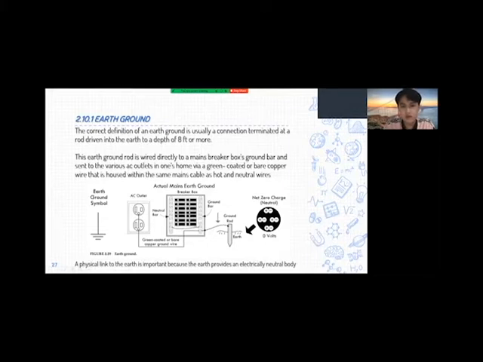With this earth ground rod, you can see that the ground rod is connected directly to the main breaker box ground bar, to the ground bar of the breaker box, and sent to the various AC outlets by the green coated or bare copper ground wire. Inside the house, within the same main cable, are the hot and neutral wires.